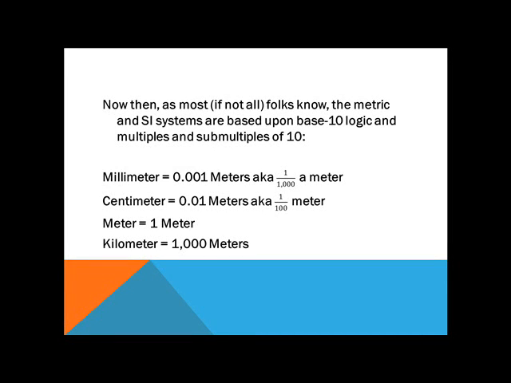Now then, as most, if not all folks know, the metric and SI systems are based upon base 10 logic and multiples and submultiples of 10. The millimeter is 1/1000th of a meter, the centimeter 1/100th of a meter, the meter, the base, and the kilometer is 1000 meters.